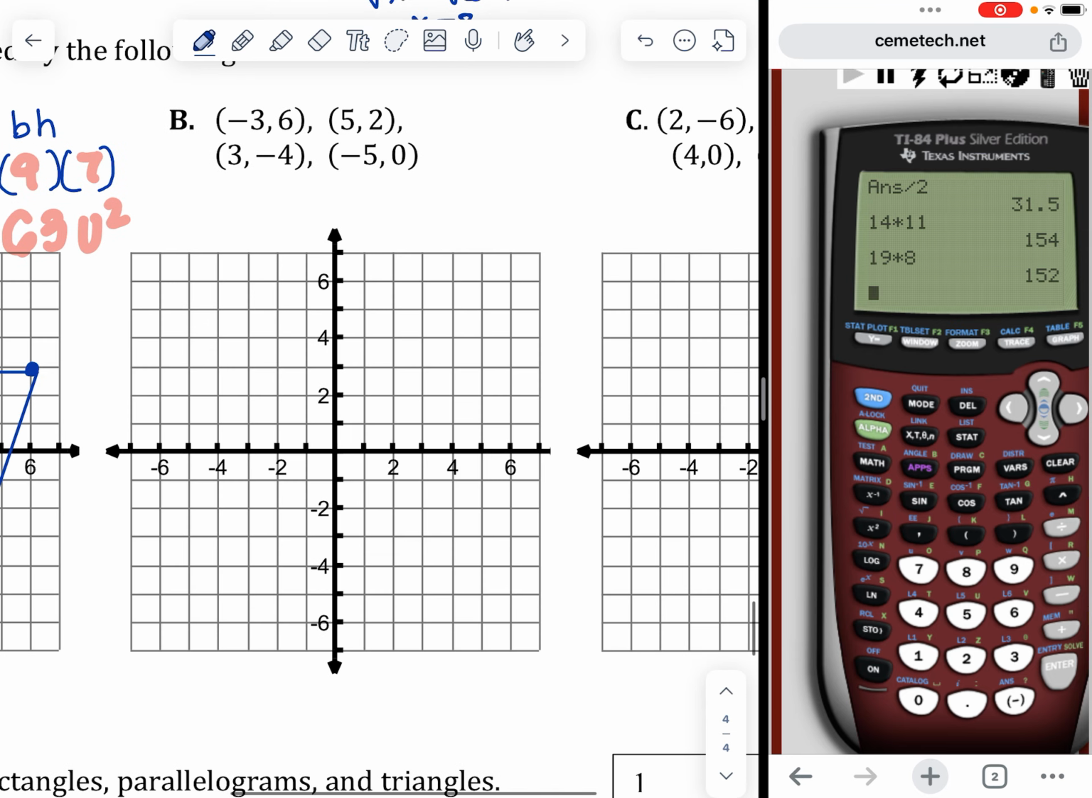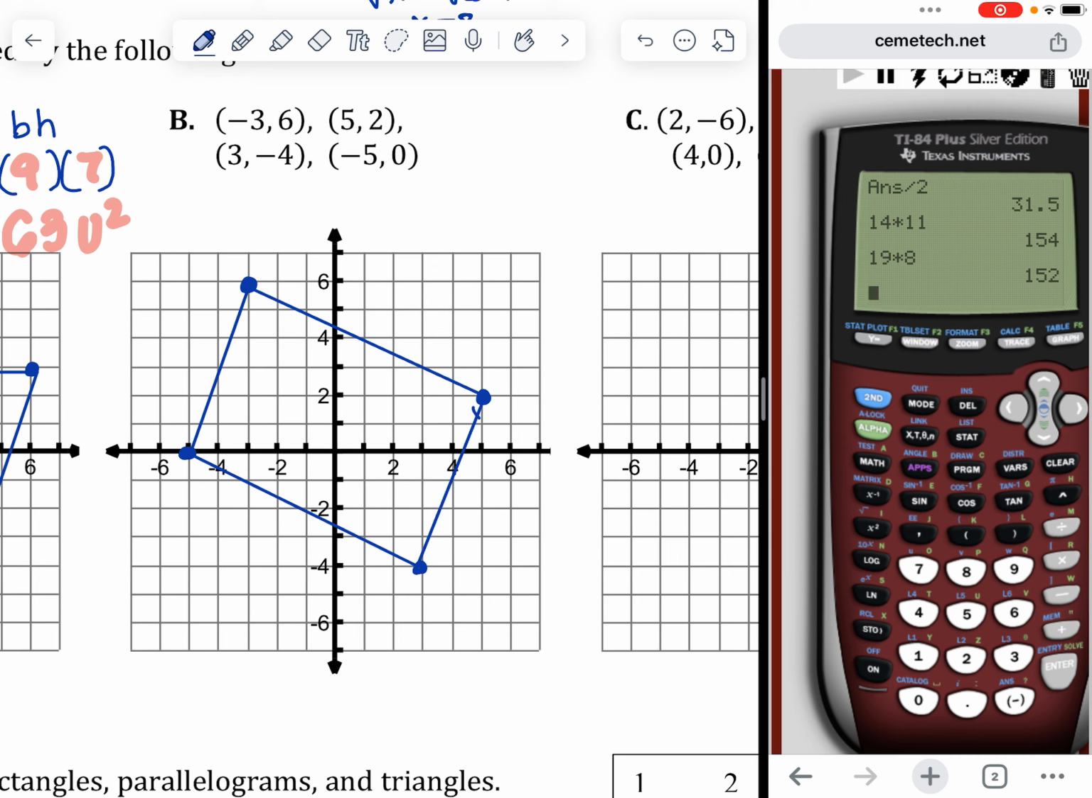Okay, this one right here: (-3, 6), left 3, up 6. (5, 2), right 5, up 2. (3, -4), and (-5, 0). Okay, let's go ahead and connect our sides here. And I look at this.